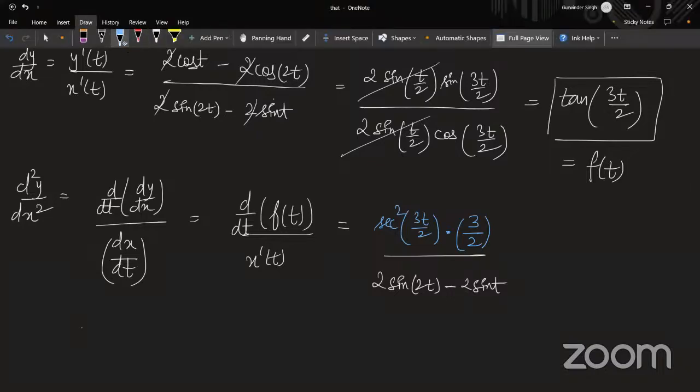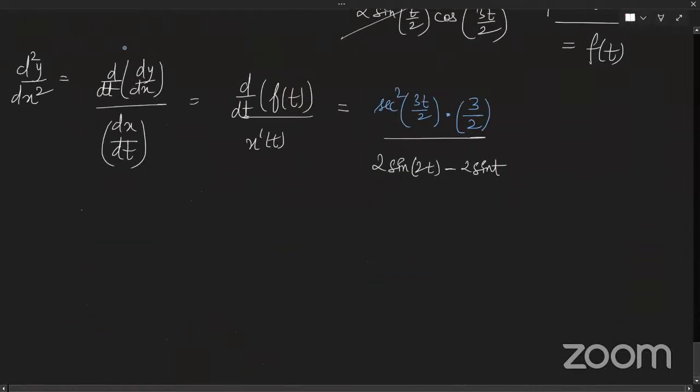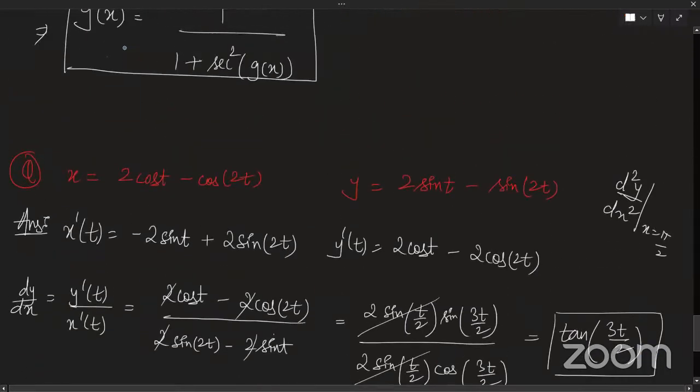So the value of d2y by dx square I have already got. And the value of x is given to me as pi by 2. Okay, great work. The value of x has been given to me and not the value of t. What can I do? Tell me, what should I do?